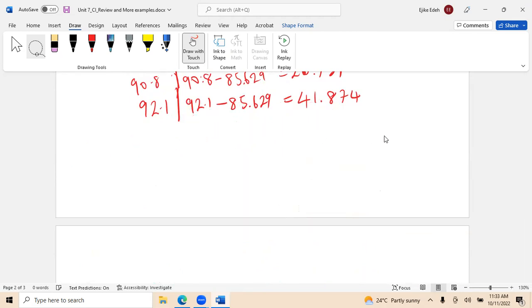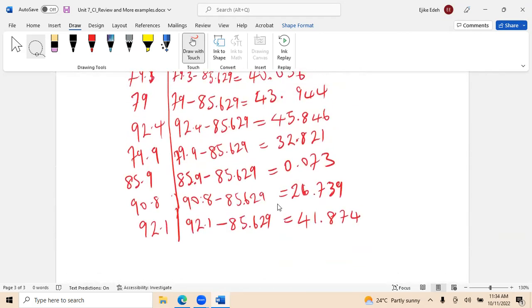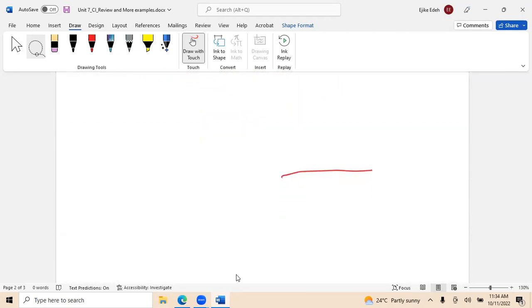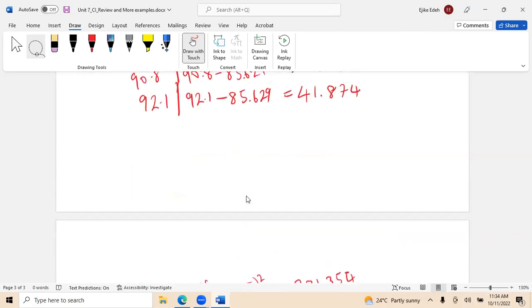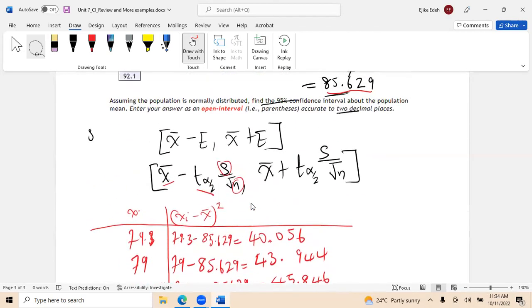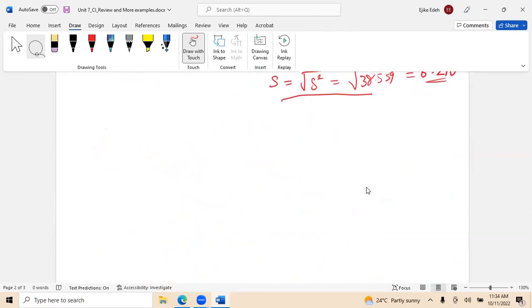So essentially we found out that the sample standard deviation is 6.21, right? And earlier we computed the mean, and we got that to be 85.629. Okay, so let's write down the formula again for calculating the confidence interval.